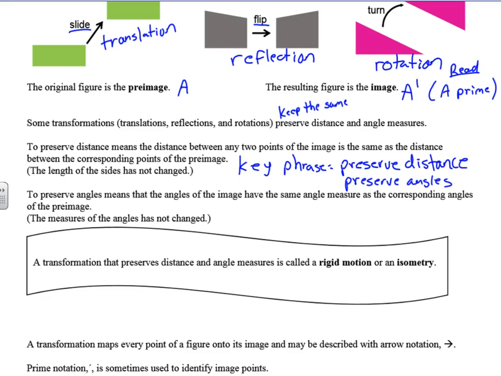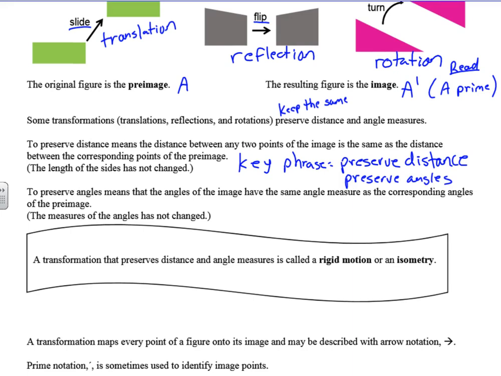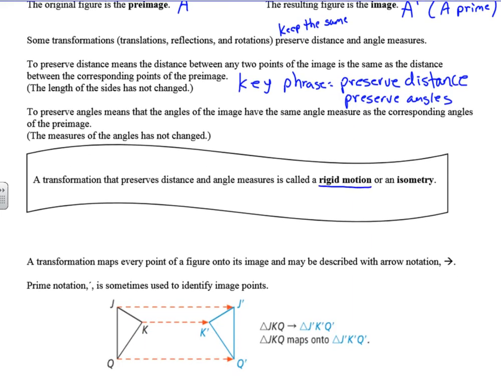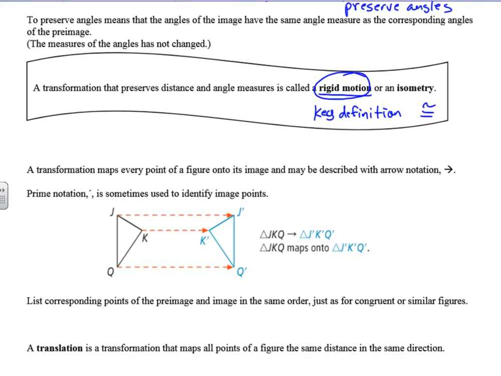A transformation that preserves distance and angle measures is called a rigid motion, and this is a key definition for sure. It's also called an isometry. That phrase is going to be really key for you to be able to define and write out. So we want to think: 1, preserves distance; 2, preserves angles. In other words, the two things are going to be congruent. The pre-image and the image will be congruent.